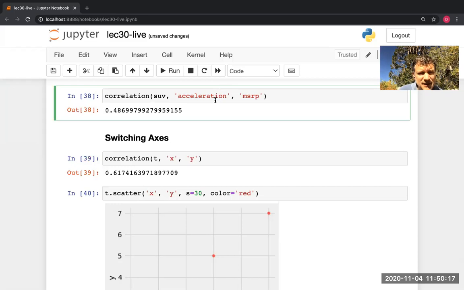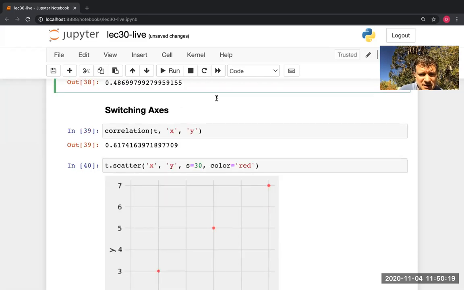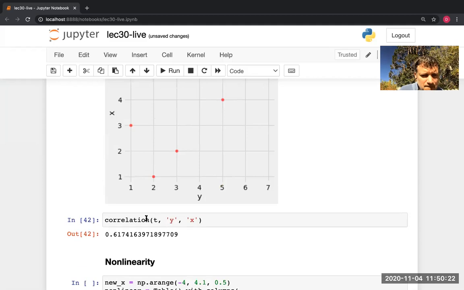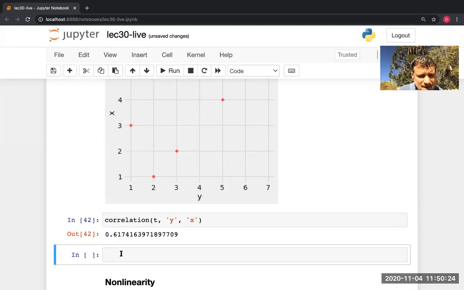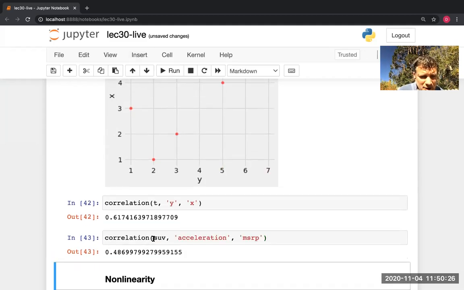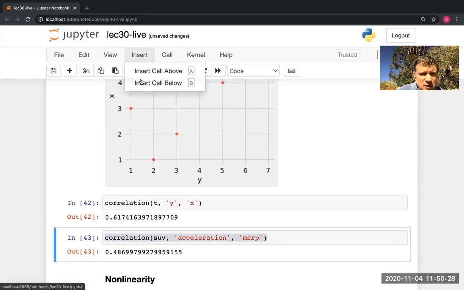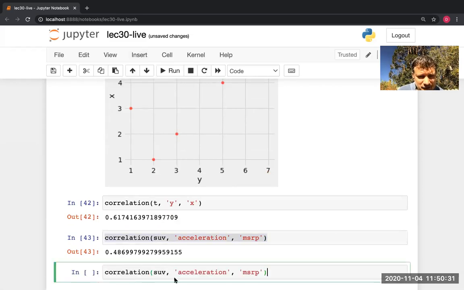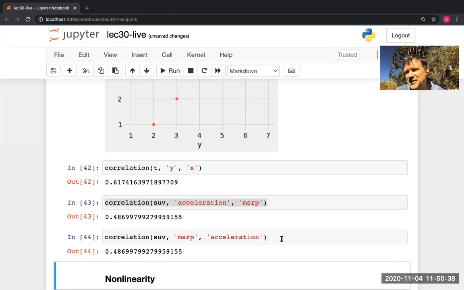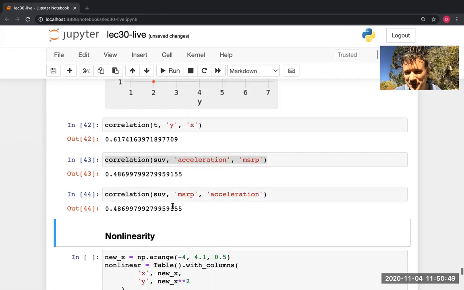For instance, if I have the correlation between acceleration and price, I could also compute the correlation between price and acceleration. And that's exactly the same value. And it kind of makes sense. If larger values of acceleration are associated with larger values of price, then larger values of price are associated with larger values of acceleration. So it's just kind of testing that this has a property you might expect.